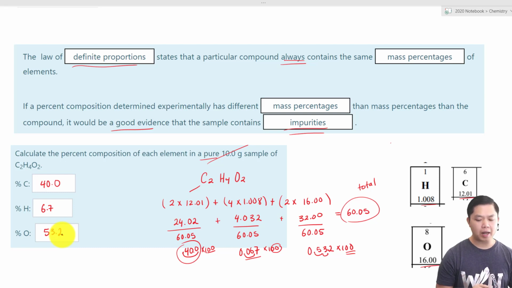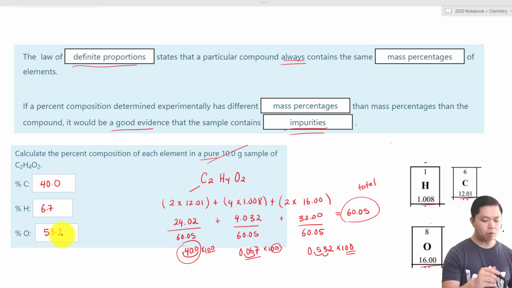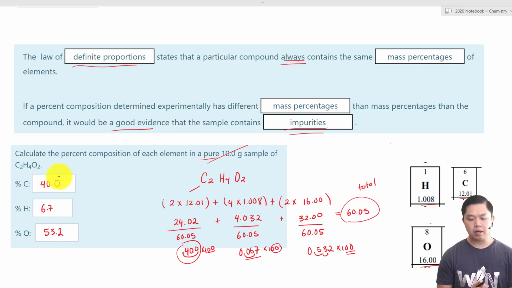Don't get tricked by the mass of the sample. Okay, again, the mass percentage based on the law of definite proportion stays the same. It doesn't matter how much of the sample you get. And as always, if the mass percent determined experimentally is different than the mass percent that we calculate, that is good evidence that the sample has some impurities in it.